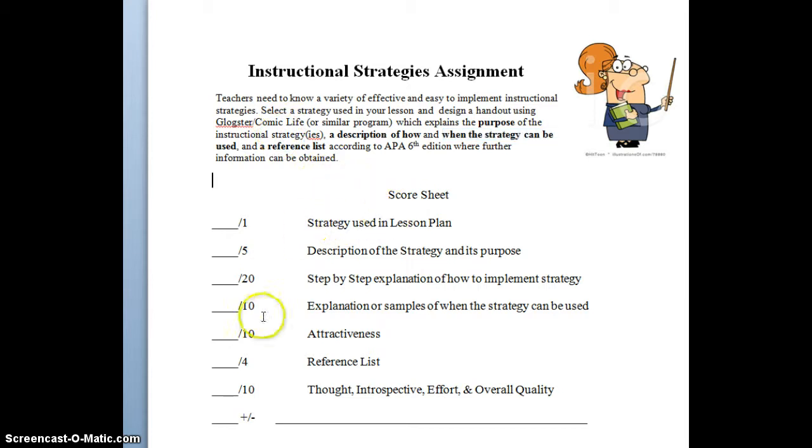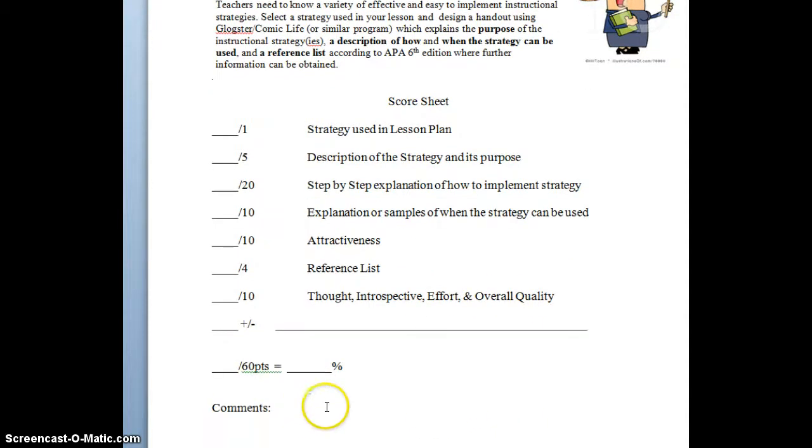So here's your score sheet. Take a look at that carefully. Brief explanation of how the strategy was used in the lesson plan, a description of the strategy and its purpose, step-by-step explanation of how to implement the strategy. Please note this is the most points here. An explanation or samples of when the strategy can be used. Just attractiveness overall, your reference list, and then in general just thought, introspective effort and overall quality there for a total of 60 points.